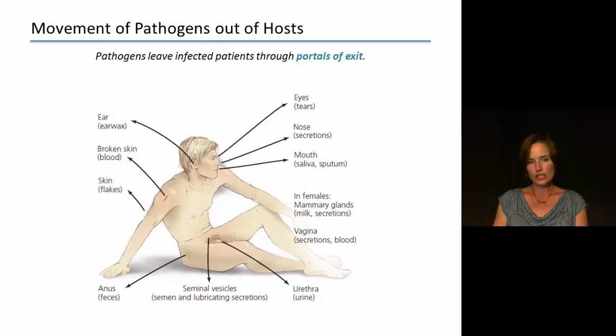Now, after the infectious process, the pathogen has to move out of the host if it's going to infect another individual. Pathogens leave infected patients through what we call portals of exit. This slide represents the portals of exit. A lot of them are going to be the exact same as the portals of entry that we looked at earlier. So we do have natural body openings that can serve as portals of exit. There are different body fluids that can come out of those. And then we also have injuries that can cause a release of the pathogens from our body and into the environment where other individuals might become infected when they come into contact with them.